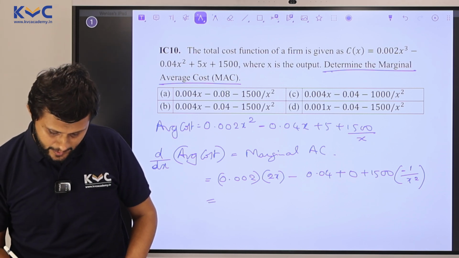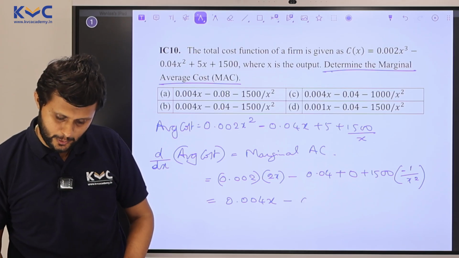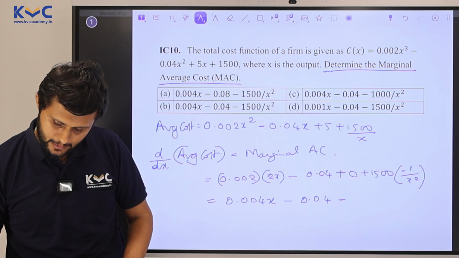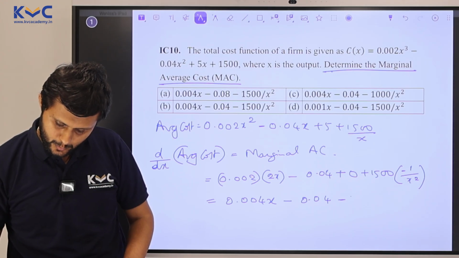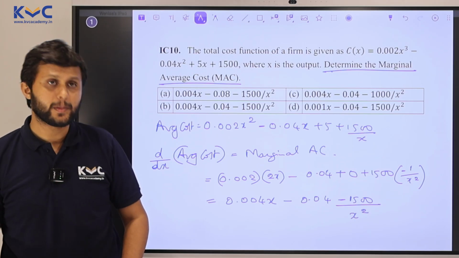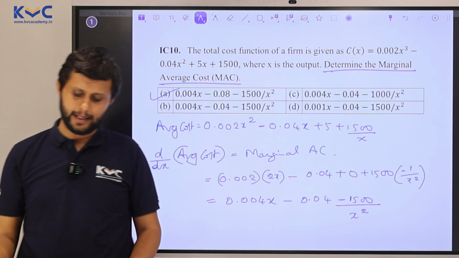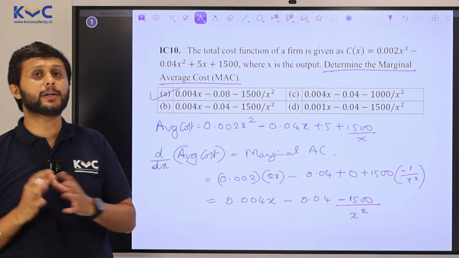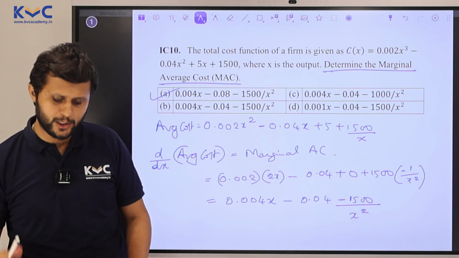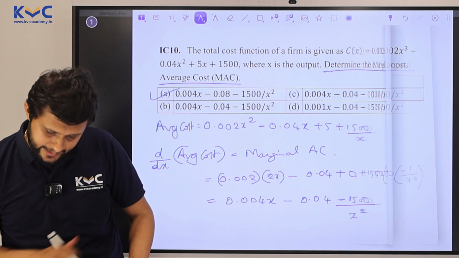Now let's simplify. You get 0.004x minus 0.04, and then we have minus 1500 by x square. Do we have this in the options? We have option A as the right answer. So we just have to differentiate the average cost function. Moving on to the next question, question number 11. Is it still the same question? Yes, it is the same question.